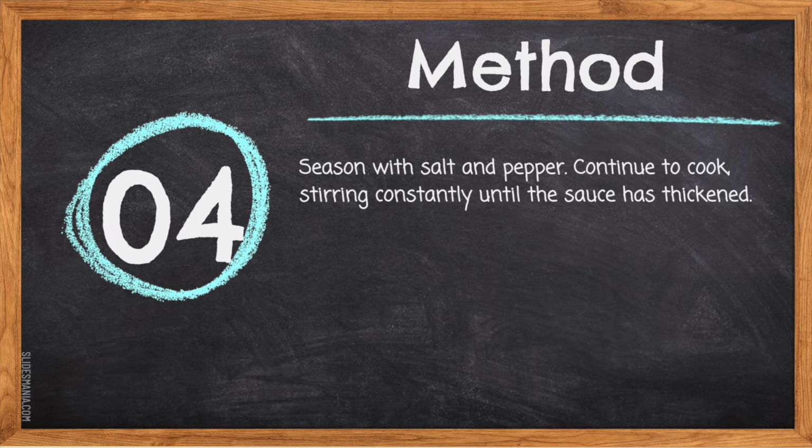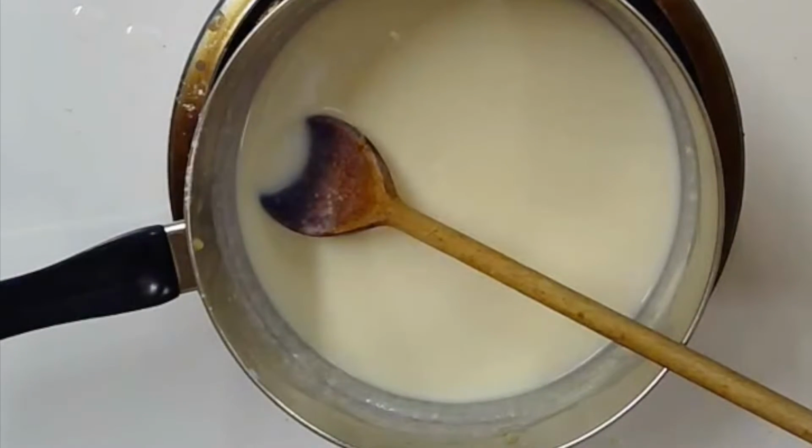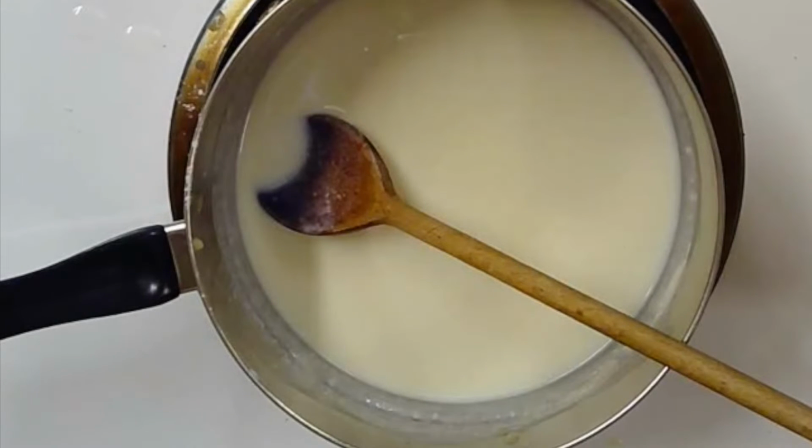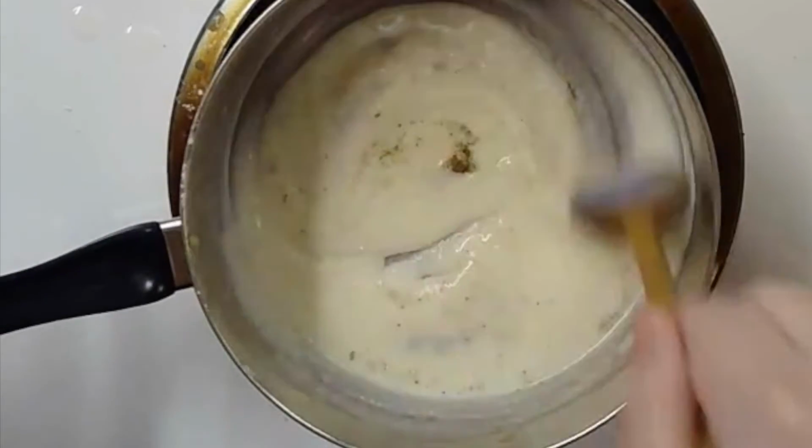Step 4. Season with salt and pepper. Continue to cook, stirring constantly until the sauce has thickened. When all the milk has been added, the mixture will now be cooked over low heat and stirred continuously until thickened. Never leave a sauce standing over direct heat without stirring, as it sticks and scorches easily. Remember our milk cooking principles. Now, remember, we want to keep cooking until there's no raw taste of starch from the flour.